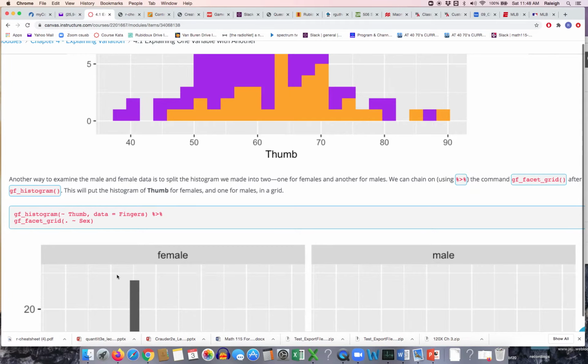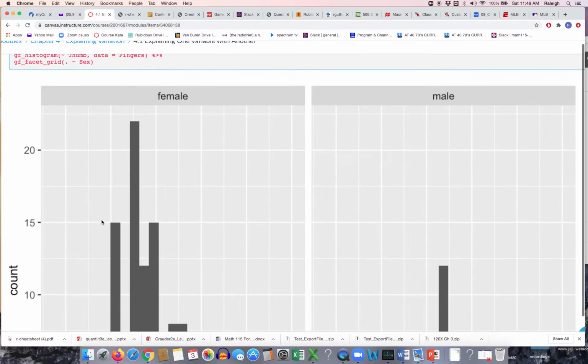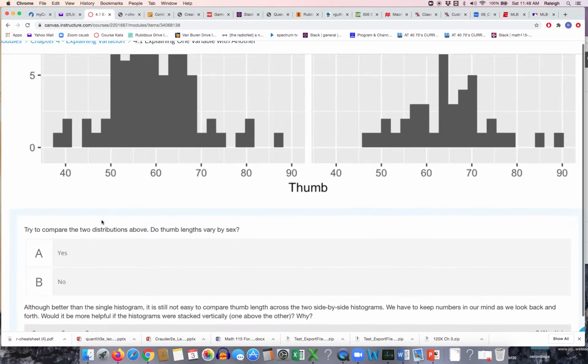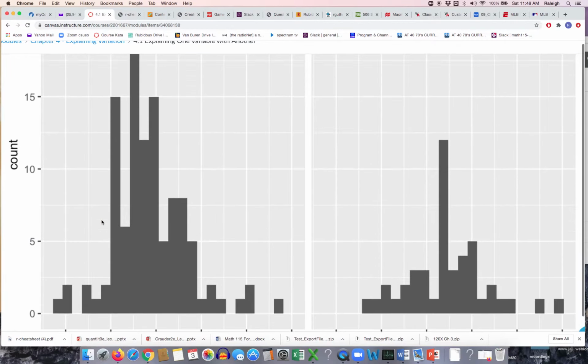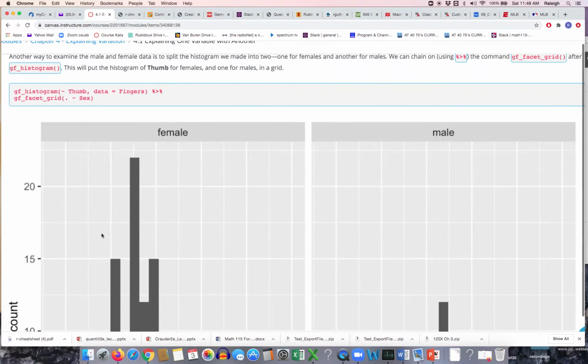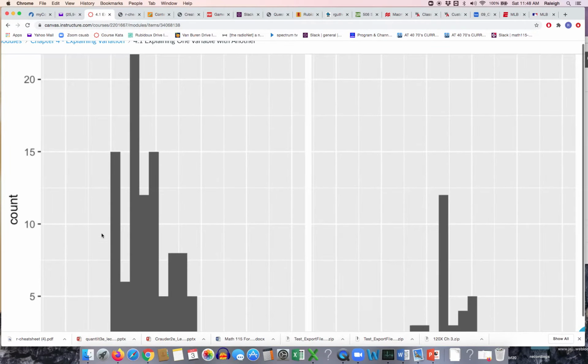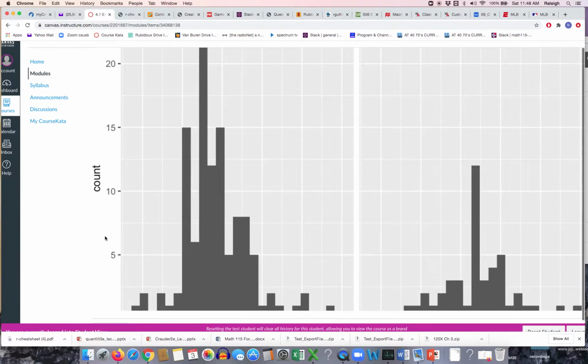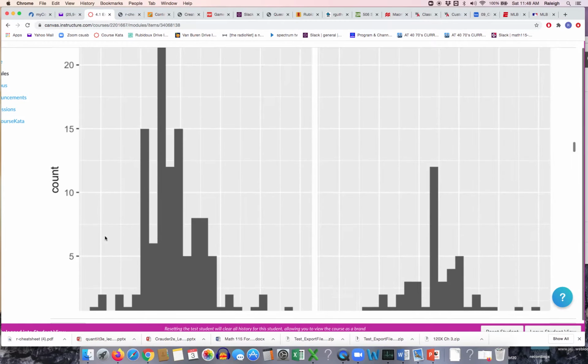Okay, another way to examine the male and female data is to split the histogram into two, one for females and one for males. Have two separate histograms, and so what they have is GF facet grid instead. So we could try that instead and see what happens. Let's see, we've got the thumb, data fingers, and all that. And let's see, they actually haven't asked us to do that yet, so we'll postpone that discussion for a while. Let's just take a look at what happens. And here I've got it zoomed in a little too tightly, so maybe I need to zoom back so we can take a slightly better look at it.